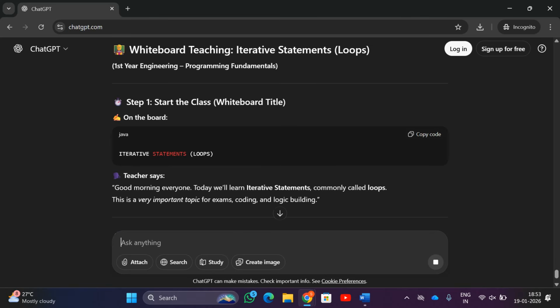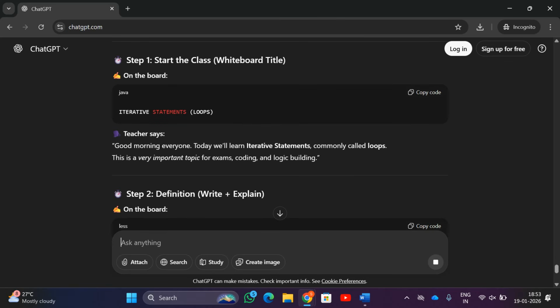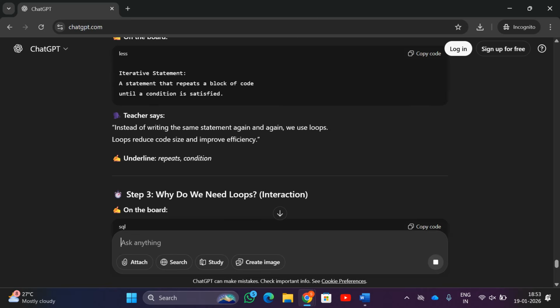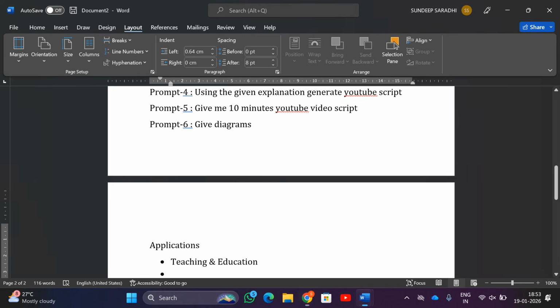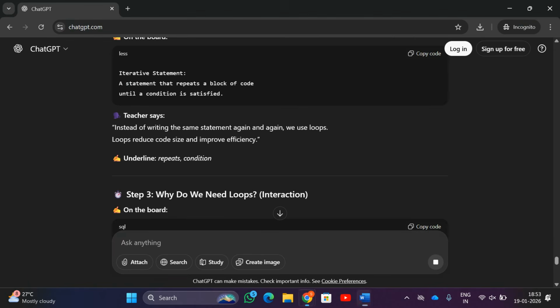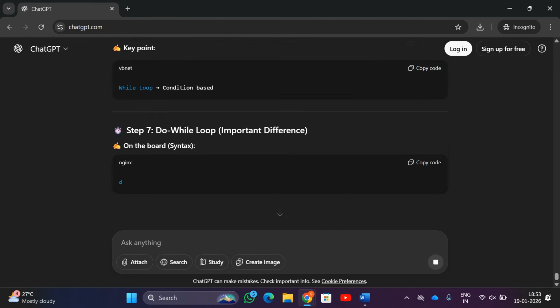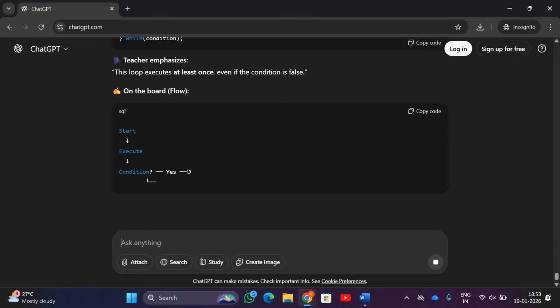So start the class, how we need to start the class, that also it was giving. See, teacher says, good morning everyone, today we'll learn iterative statements. So on the board we need to write all these things and we need to explain this one. So it will be majorly used for teachers and education, that means particularly students, right? So the same thing, see, this is completely for teachers. Okay, how the teacher explains the content in the class.